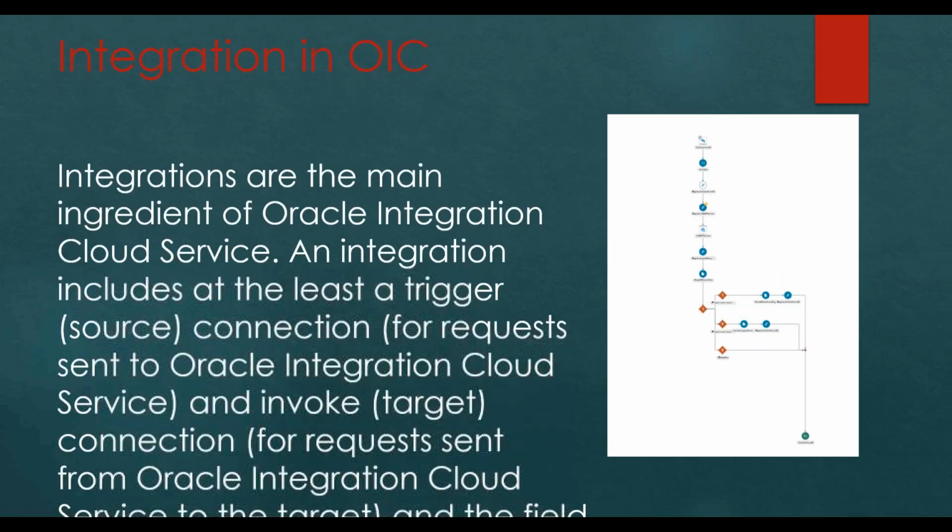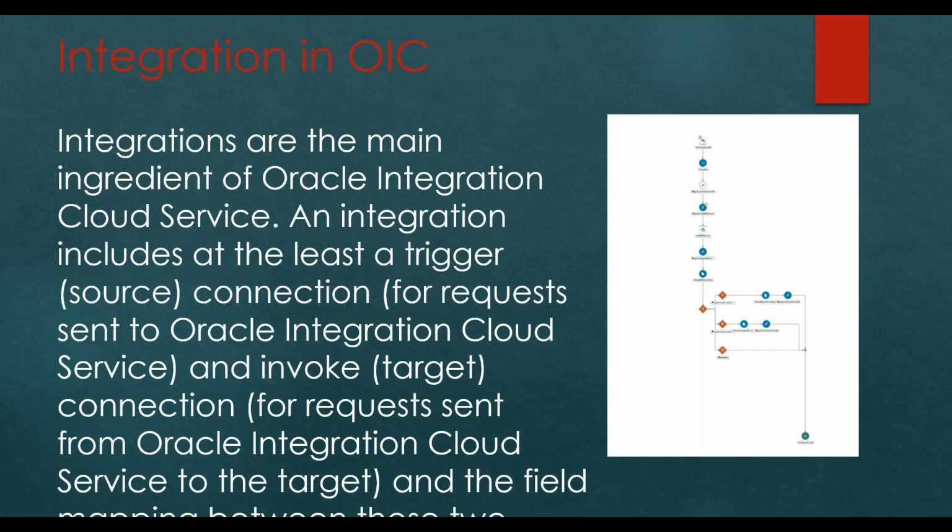Now, what is integration? Integration is the main ingredient of Oracle Integration Cloud Service, and an integration includes at least one trigger, meaning the source connection, and a target connection where you want to send the data. If you see the right-hand side picture here, this is an example of an integration. To build an integration, you don't require any coding. All these seeded activities, you just need to drag and drop and configure in order to build an integration.